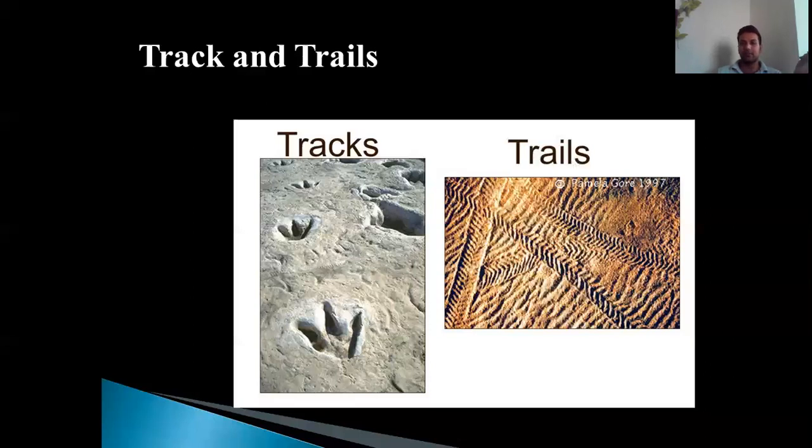Tracks and trails. See, tracks and trails are not exactly sedimentary environment related structures, but these are structures which are developed because of biological activities. You can see in one picture the tracks where an animal was walking on the immature sediments, and its footprints are developed over it. So these are called tracks. Whereas the trails, you can see, are a continuous sequence of the movement of the biological activity. It can be classified as trails.